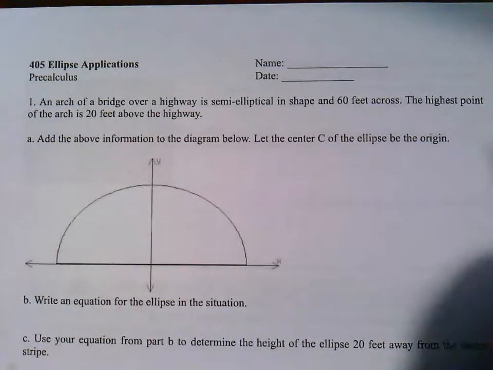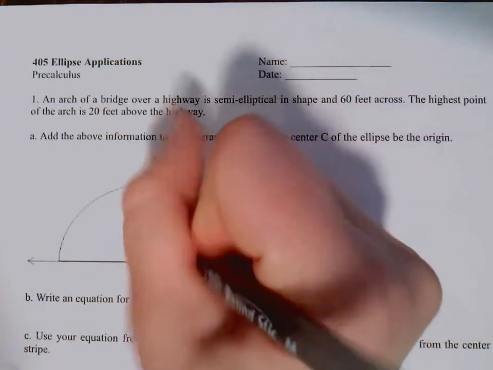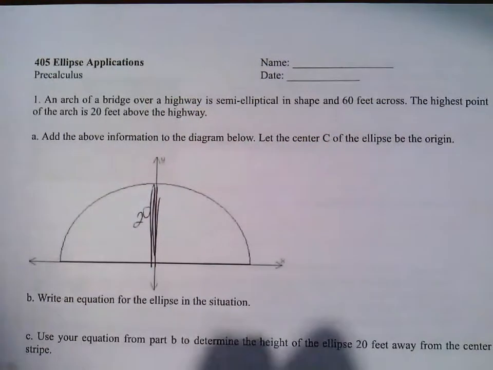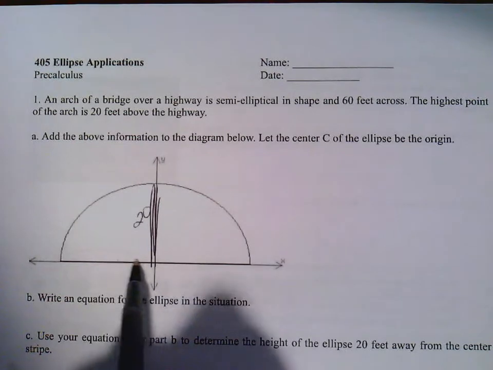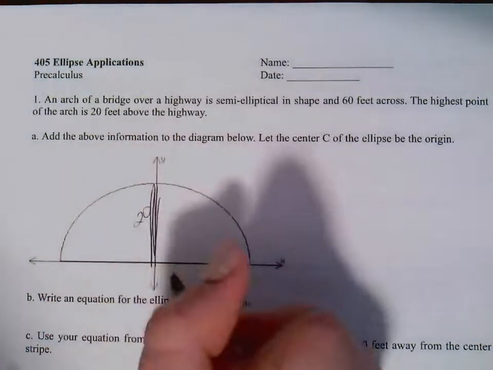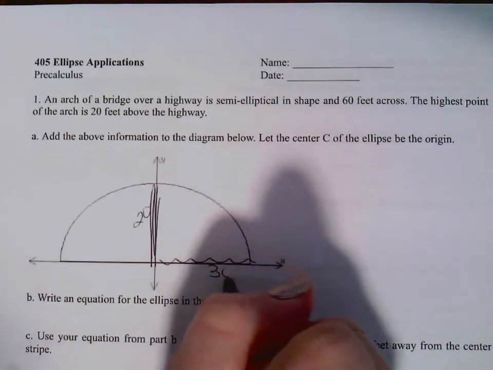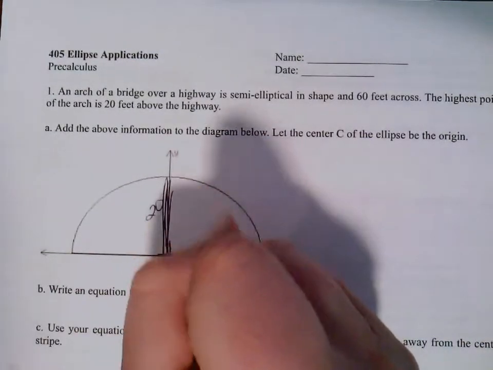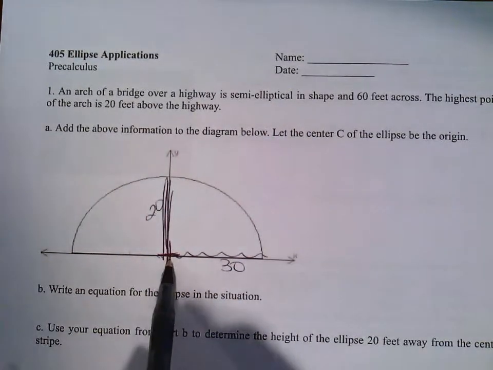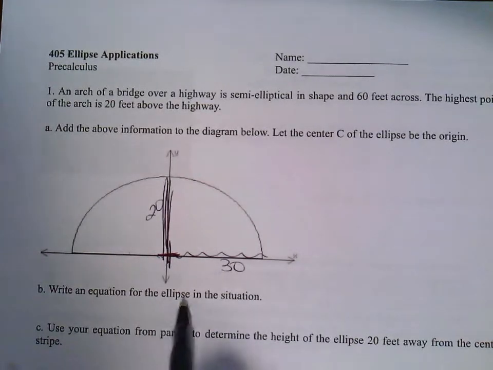All right, so the highest point is at 20 feet. The whole bridge is spanning 60 feet. So I'm just going to label this because I want to know A. A must be 30. And they said this can be the center, and we're going to put that at 0, 0. Write an equation for the ellipse.